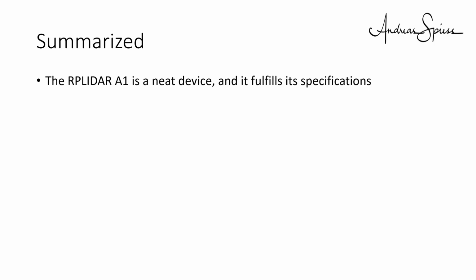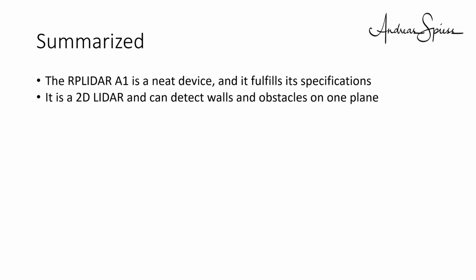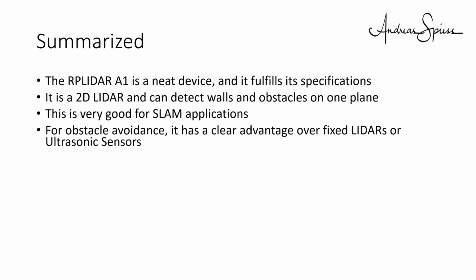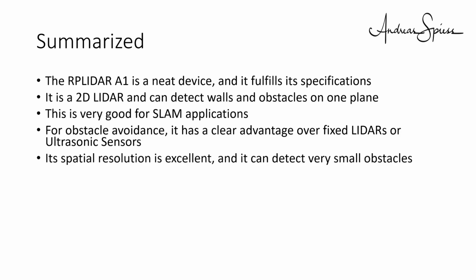Summarized, the RPLIDAR is a neat device and it fulfills its specifications. It is a 2D LIDAR and can detect walls and obstacles in one plane. It is very good for SLAM applications. For obstacle avoidance, it has a clear advantage over fixed LIDARs or ultrasonic sensors, because it detects barriers in a much wider range and can avoid collisions with walls. Its spatial resolution is excellent and it can detect an obstacle of 0.8 mm or 0.25 degrees on short distances.